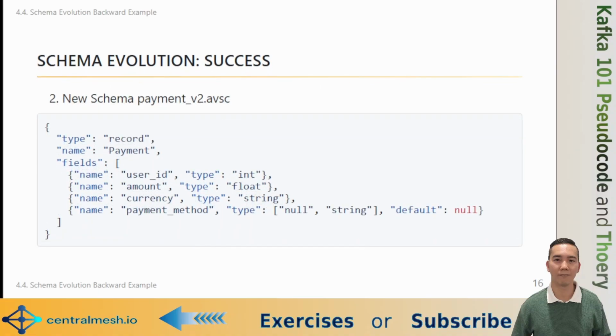Now comes the update. Let's add the new field payment method, but in a backward compatible way. This field will be nullable, meaning it can have a value like credit card or PayPal, or be null. This ensures older consumers don't break. They will see null and move on happily. Here's the updated schema. Notice the new field definition. By setting a default value of null, we ensure compatibility with existing data. This simple change makes the schema ready for the future without disrupting the present.